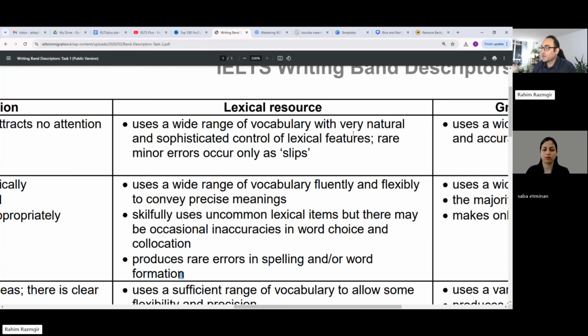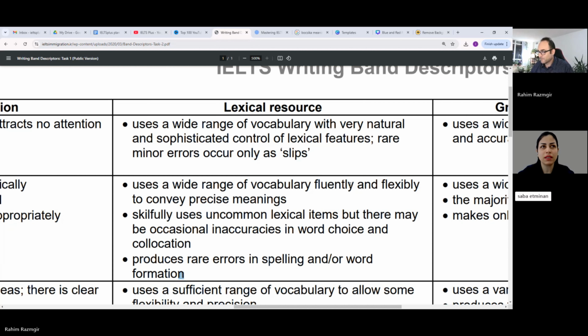And finally, if you want to get a 9 for lexical resource, you use a wide range of vocabulary with very natural and sophisticated control of lexical features such as collocations, word formation, and so on. Rare minor errors occur only as slips, which is accepted. If it's a slip, that's fine. You can still get a 9. Anything you want to add to this?